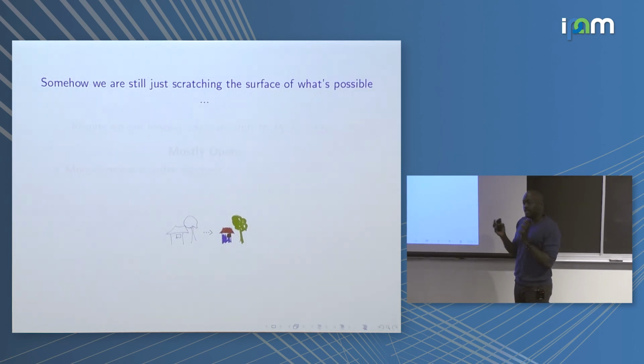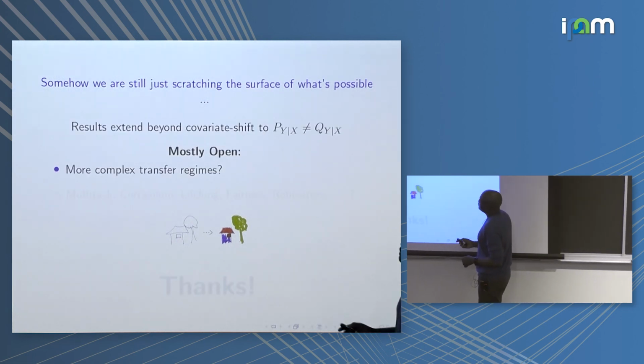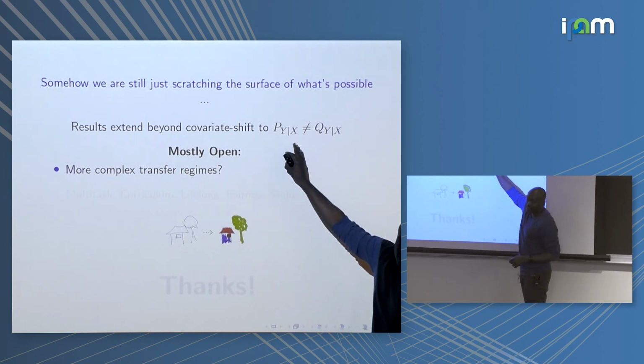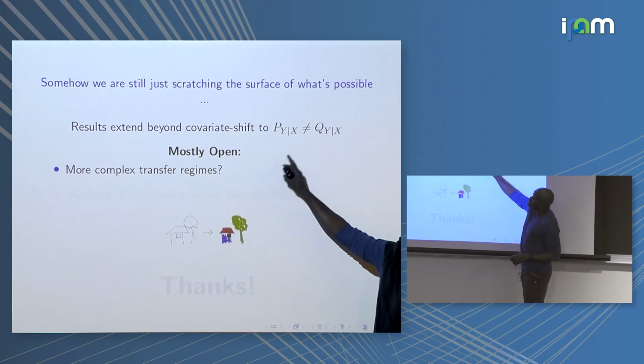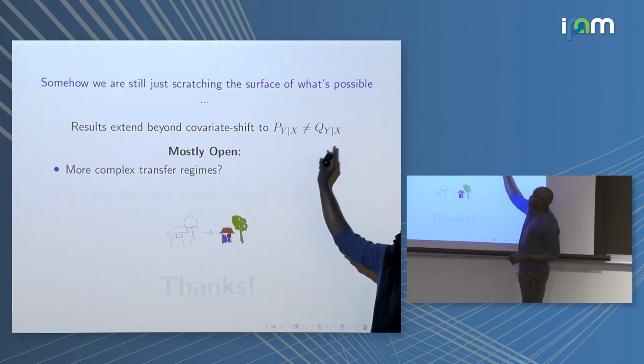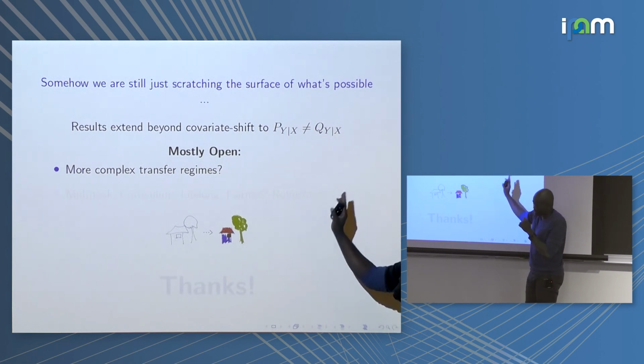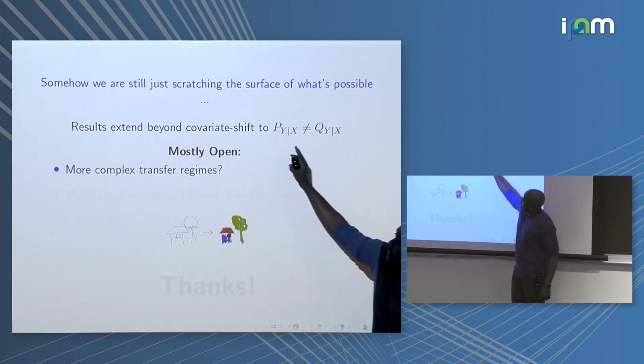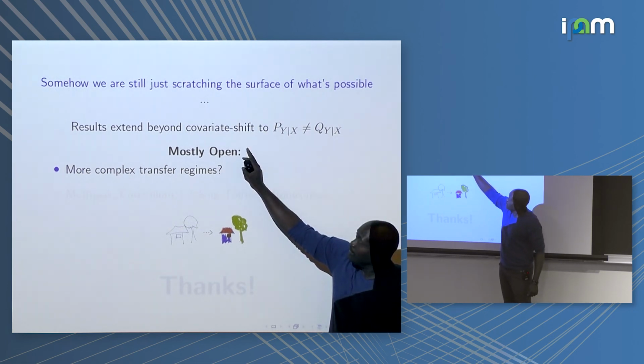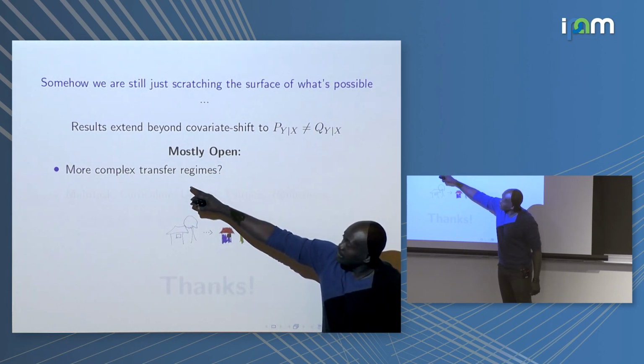All right, so somehow we are still scratching the surface of what's possible on transfer, of the limits of transfer, getting the right notion of distance between distributions, getting a sense of what the right procedures are for transfer. And I've mostly talked about covariate shift, and the results that I showed actually extend beyond covariate shift, where I don't assume that the conditionals are the same. And the extension is actually immediate, although it can be refined.